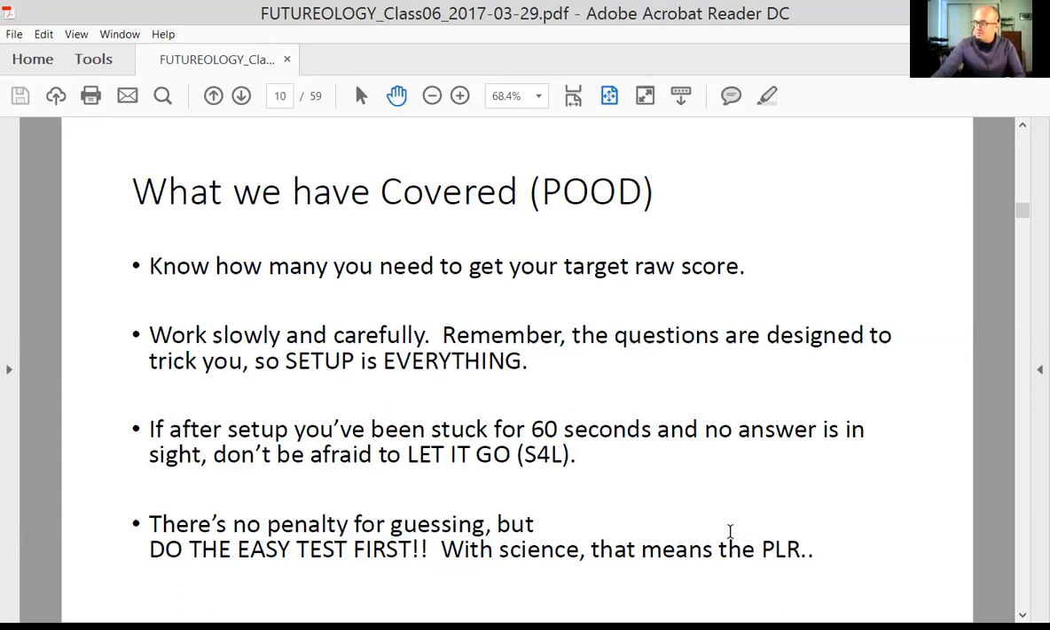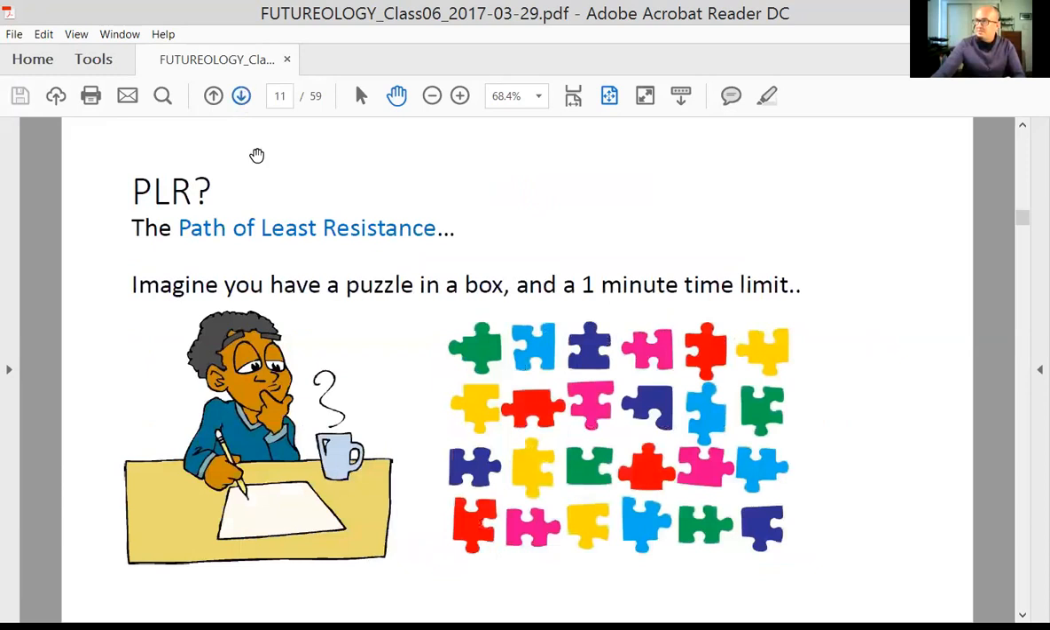Another thing that's really important in the science that relates to POOD is the PLR. I think that's just an interesting term. PLR? What's the PLR? The PLR is the path of least resistance. This is a really interesting idea that resonates with a lot of things beyond merely the ACT science, but it definitely shows up in the ACT science.